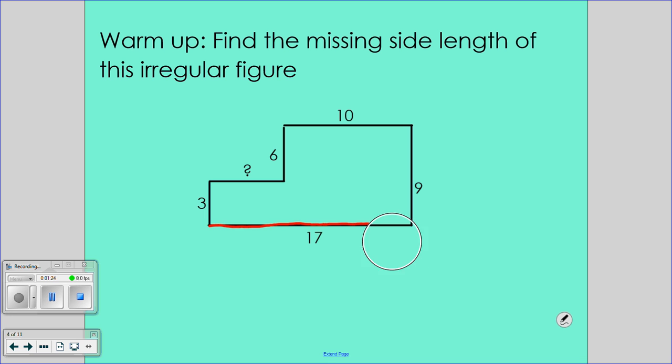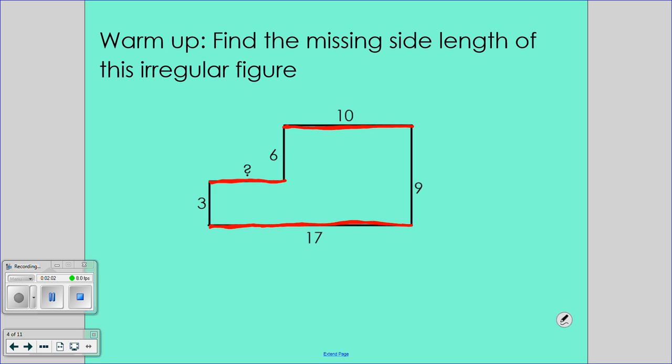Before I do the 17 and the 10, I need to find which side is missing. And my missing side is right here. From there, you're right, Kaylin, I need opposite parallel sides. And 17 is an opposite and parallel side. Is there another opposite and parallel side? Right here? The 10. Okay, I found all my opposite parallel sides.